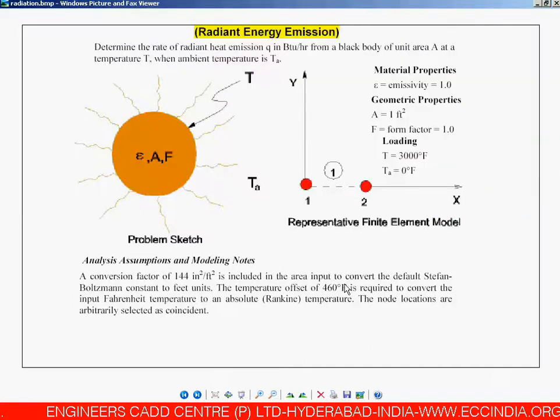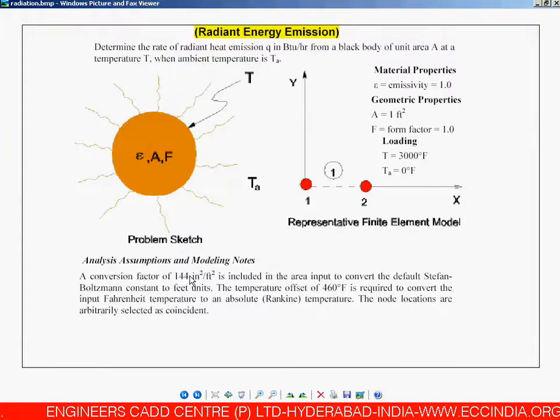Next is offset temperature. It's an important case. And next is the conversion factor. The conversion factor is included in the area input to convert the default Stefan-Boltzmann constant to feet. That means our area value here is given as 1 square foot. If we convert that with the help of the conversion factor of 144, it goes into square inches. That's why we need the conversion factor of 144.